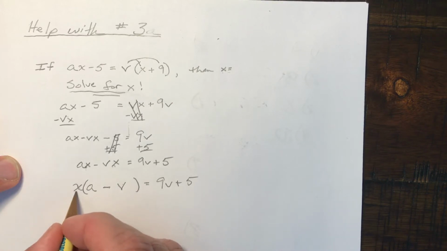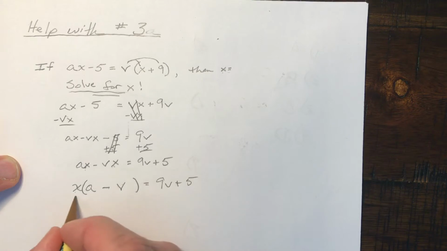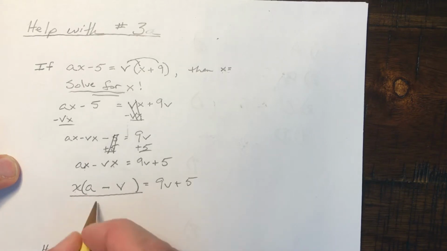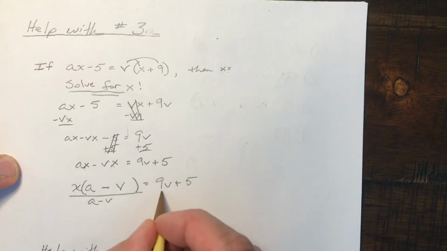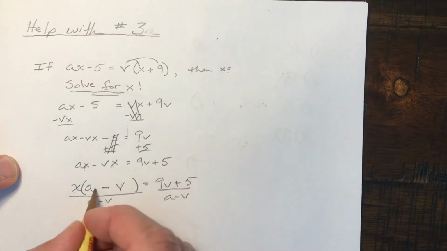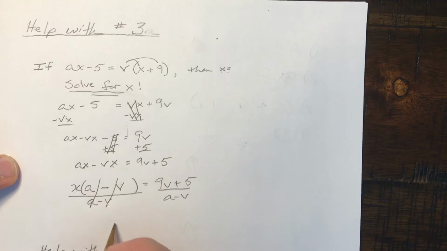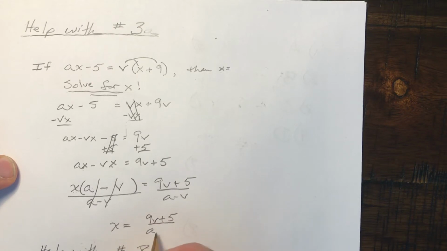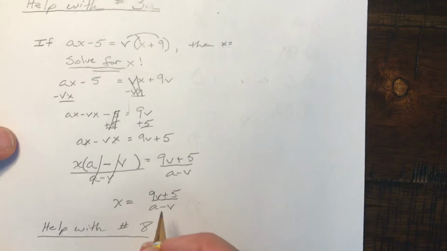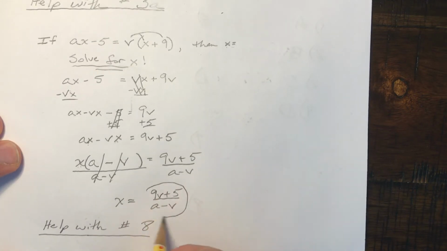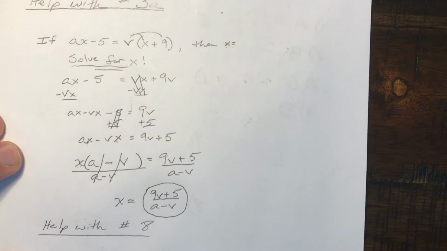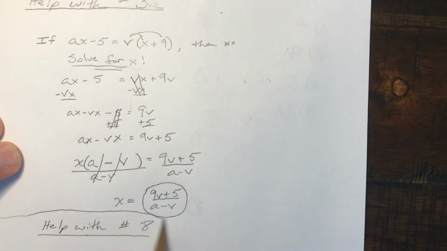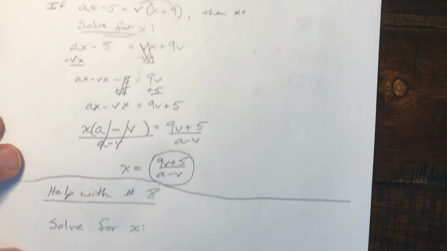Currently, it says x multiplied by this giant parenthesis. Well, the opposite of multiplying is a giant division, a minus v, divided by a minus v over there too. Cancel, and that letter x is by itself. X equals 9v plus 5 over a minus v. And that right there is what you would look for in your multiple choice selections. So that will help you out with number 3. It has reverse distributive property. It's pretty tough, so you may have to watch that video.